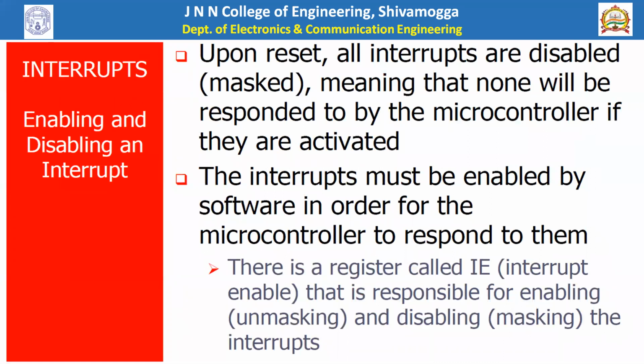Upon reset, interrupts are disabled, masked, meaning that none will be responded to by the microcontroller if they are activated. So interrupts must be enabled by software in order for the microcontroller to respond to them. There is a register called the interrupt enable register that is responsible for masking and unmasking the interrupts. That interrupt enable register contains the provision for masking and unmasking the interrupts.